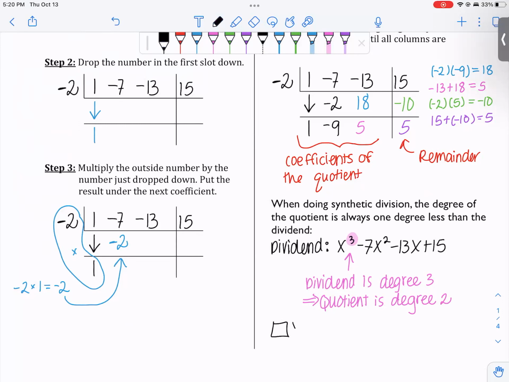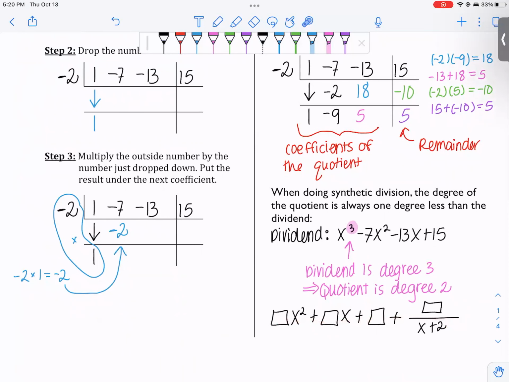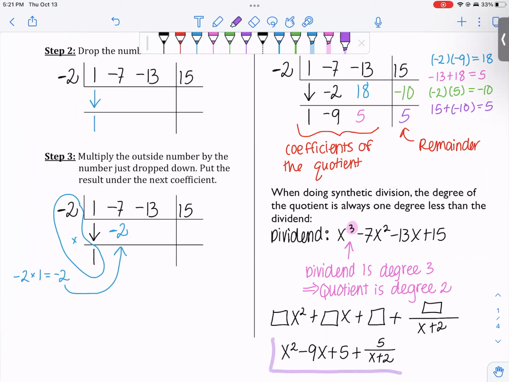Right, so we're going to have something x squared plus something x plus something, plus the remainder over the divisor x plus 2. And those somethings come from up here. So it's 1x squared, which is just x squared, plus the next box, negative 9. So not plus, but minus 9x, plus 5, plus the remainder 5 over the divisor x plus 2. And that is our complete and total answer.